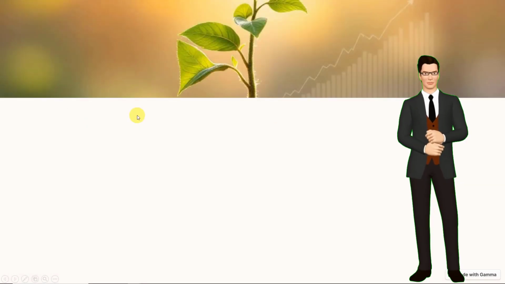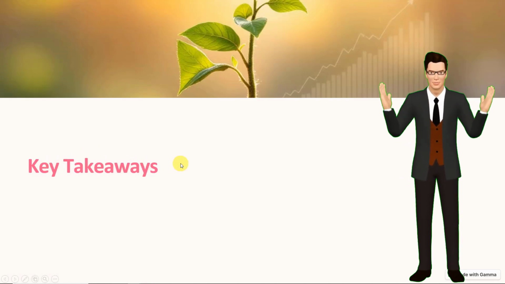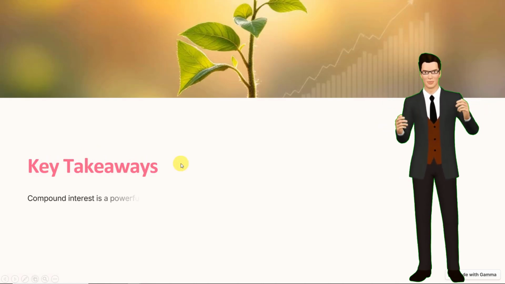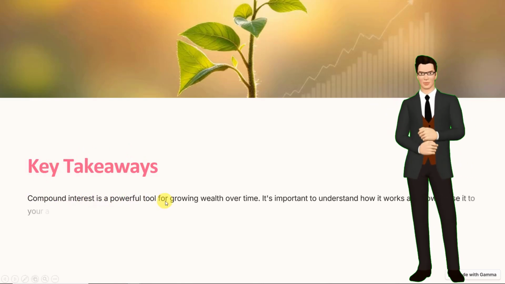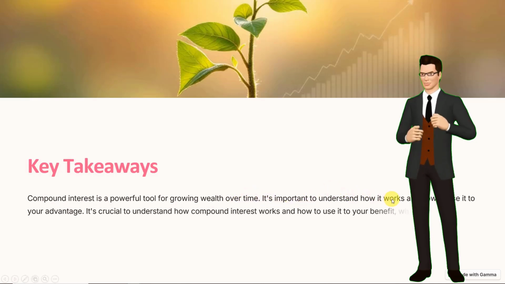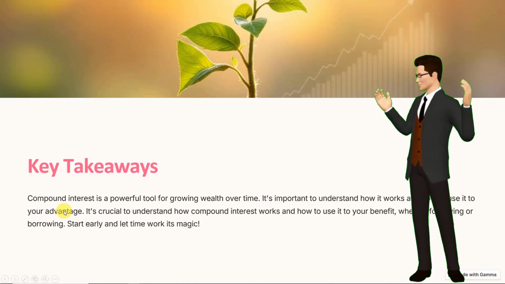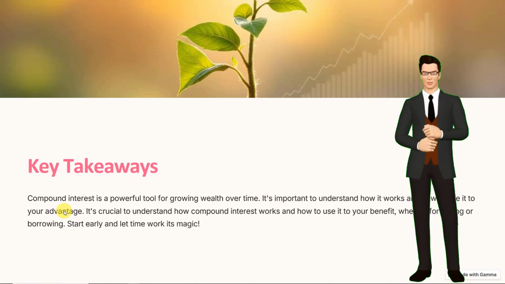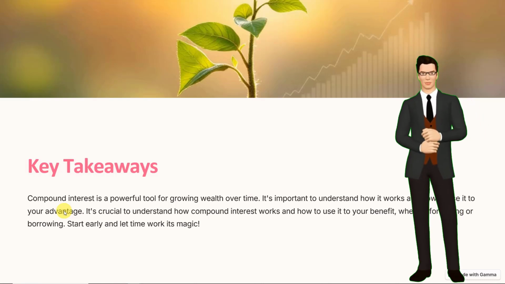Righto, guys, let's have a look at some of the key takeaways of the whole lesson. And like I've been telling you all along, compound interest is a powerful tool for growing wealth over time. It's important to understand how it works and how to use it to your advantage, because if you don't, guys, believe me, you can lose everything you've got within a couple of minutes maybe. It is really very dangerous.